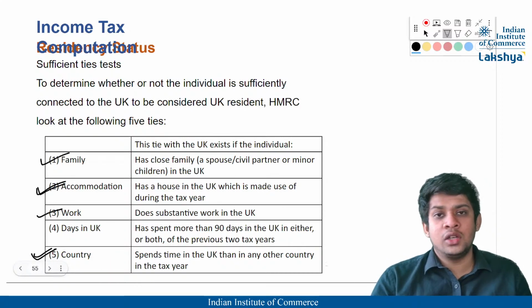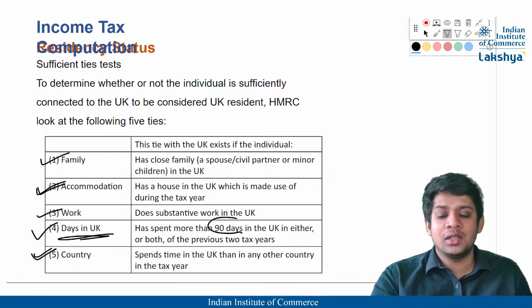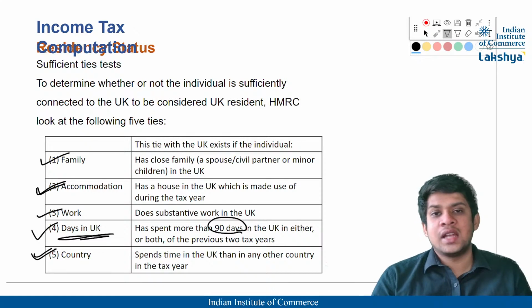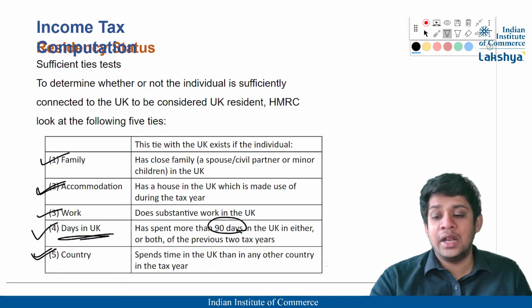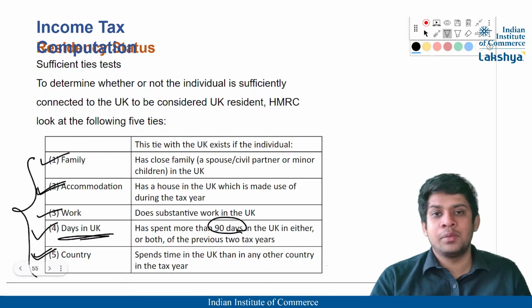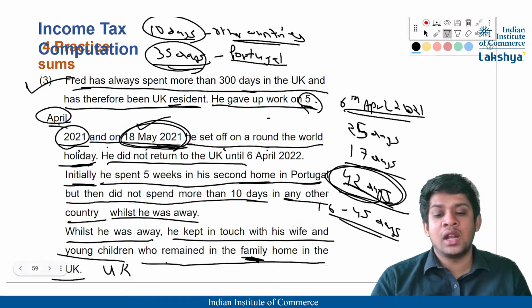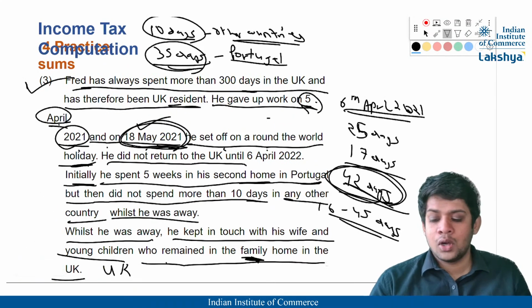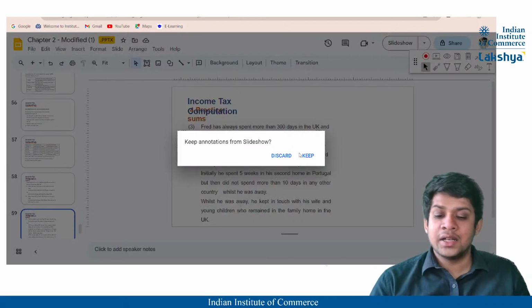His work was also in the UK because he used to do substantive work for a period of time. So that means 4 ties are in any case met. And days in the UK is also met because in the previous years, obviously, he was a UK resident and he must have stayed for at least 90 days in the previous 2 tax years. So technically, all the UK ties are met, and obviously he will be considered a UK resident for this year also. I hope this part is clear, guys.